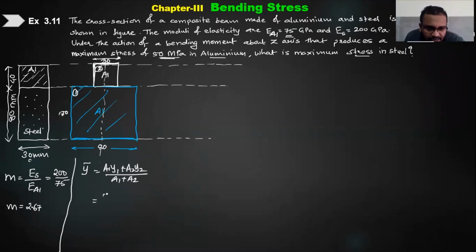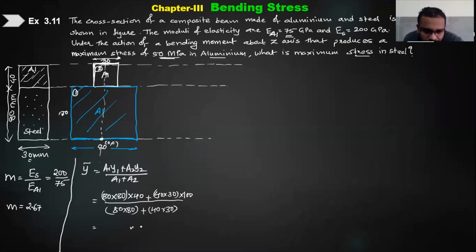So my area will be 80 multiplied by 80, and its y will be at 40 mm from the ground, from the origin. Let us take this as my origin 0,0. Okay, plus what is the area of the above section? That is 40 multiplied by 30, and where will its y be? Can you tell me? Its y will be at 20 from here, so this 80 plus 20 is 100. Very good. And then at the bottom 80 cross 80 is the area A1 plus 40 cross 30 is the area A2. Now tell me the answer in mm.